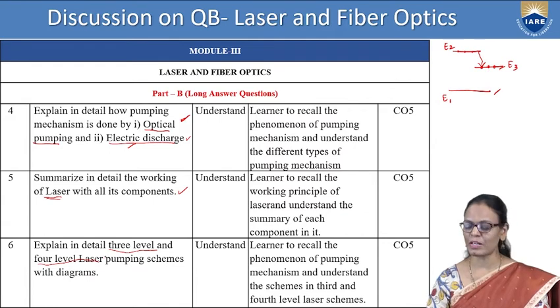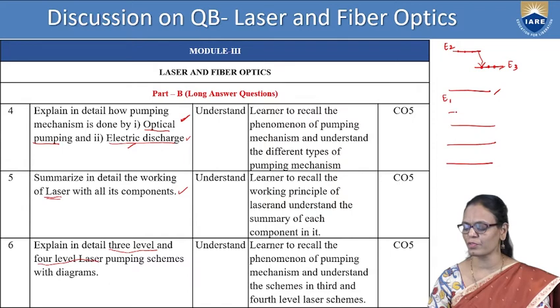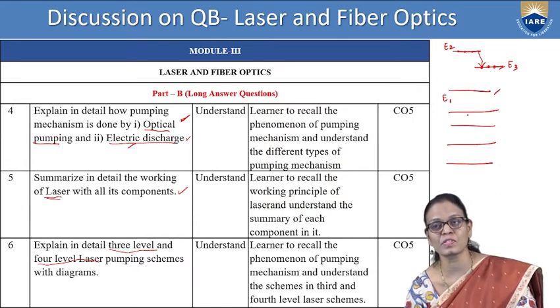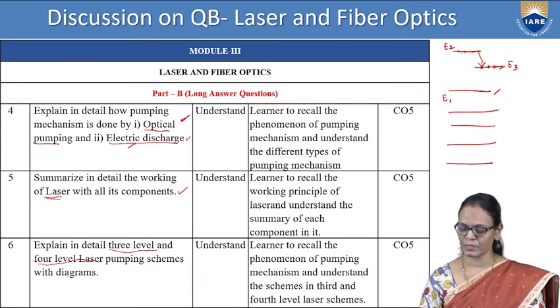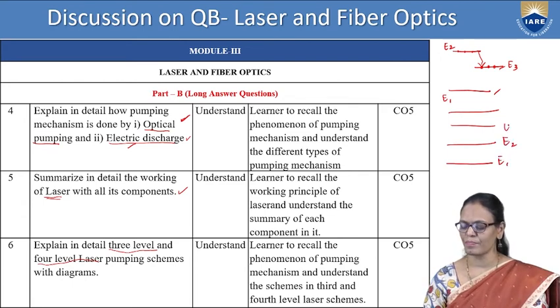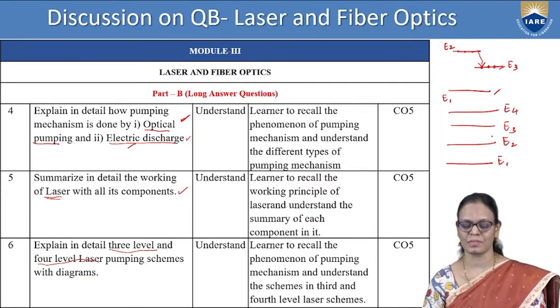And then 4-level means there may be 4 different levels, 1, 2, 3, 4. Maybe in helium and neon we will see more than 3 energy levels. Whenever we are talking about the levels, if there are 4 levels, how the pumping occurs, you will have to discuss.